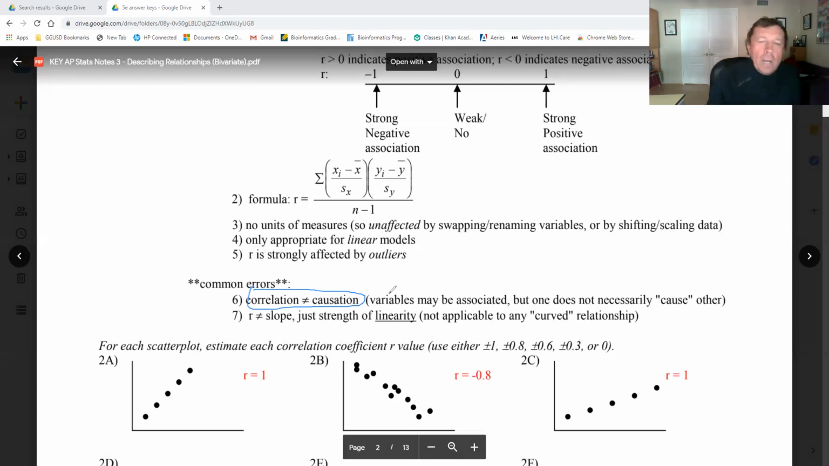R is not the slope. It's just the strength of the linearity. And again, it's not applicable to the curved relationship.